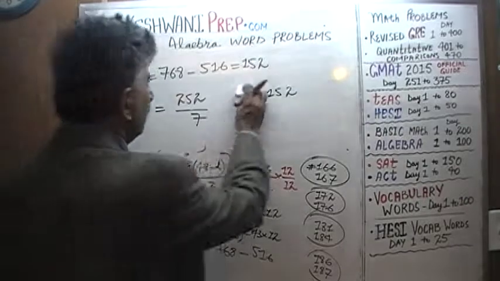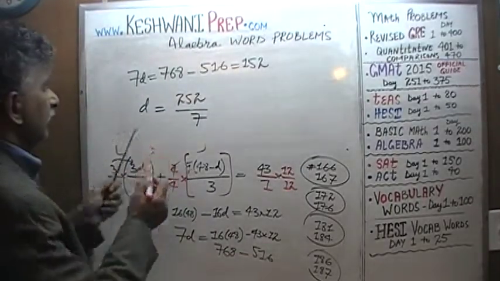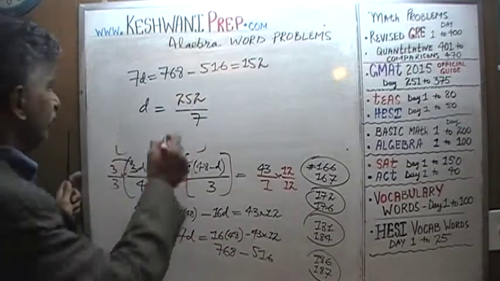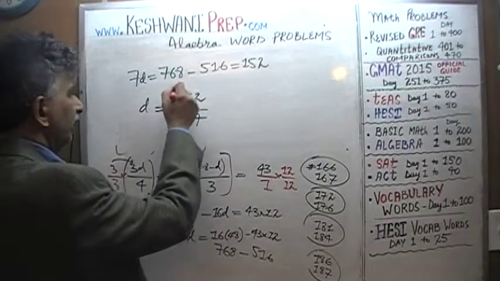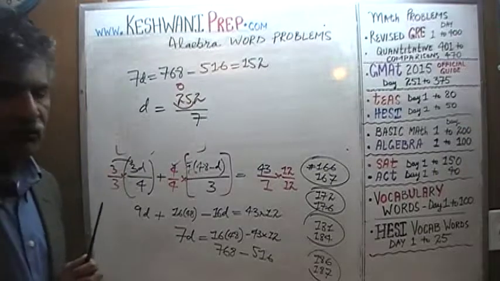Anyway, let's continue now. We're going to divide 252 by 7. Okay, I'm going to pick up speed now. How many 7s does 2 have? 2 has no 7s. That 2 goes and joins the 5 and becomes 25.